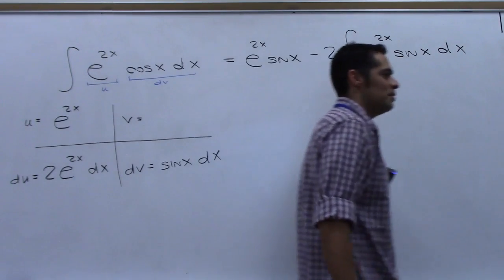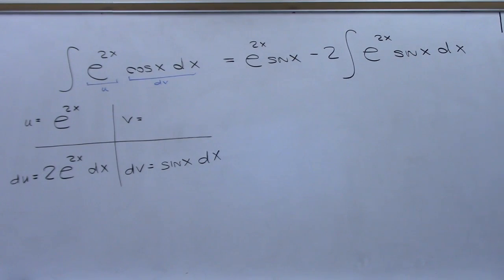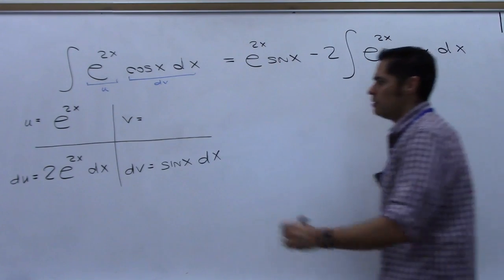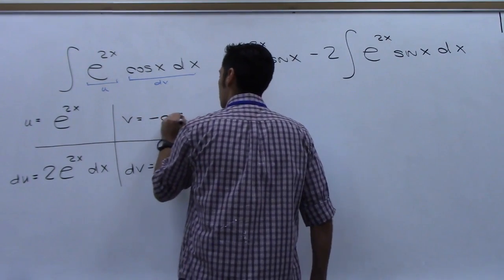Alexis, he made it. He gave you, I guess, the harder part. So v, negative cosine x. There we go. Look at that. We got all the way around the room.